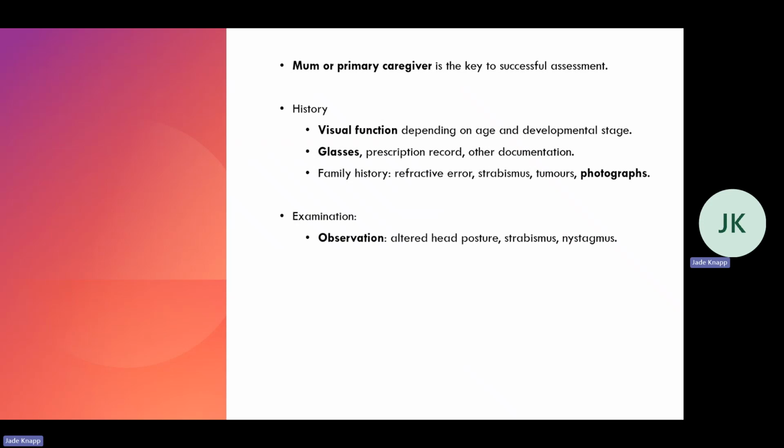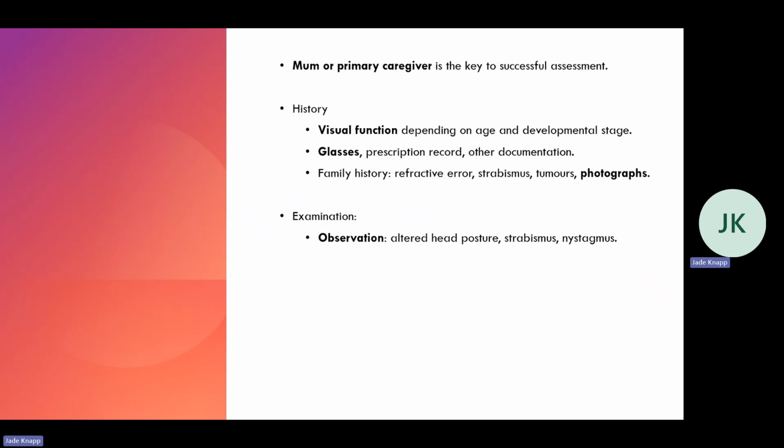Examination-wise, just like in all of medicine, start by observation. So an altered head posture, I saw a kid with this a few weeks ago. He's got his head perpetually turned to one side, but he's looking at you with his eyes turned. That can mean a couple of different things. Is one eye visibly deviated? That's strabismus, or lazy eye. Or do they have nystagmus? There are many different types of nystagmus, but in very general terms, it can mean abnormal visual development.